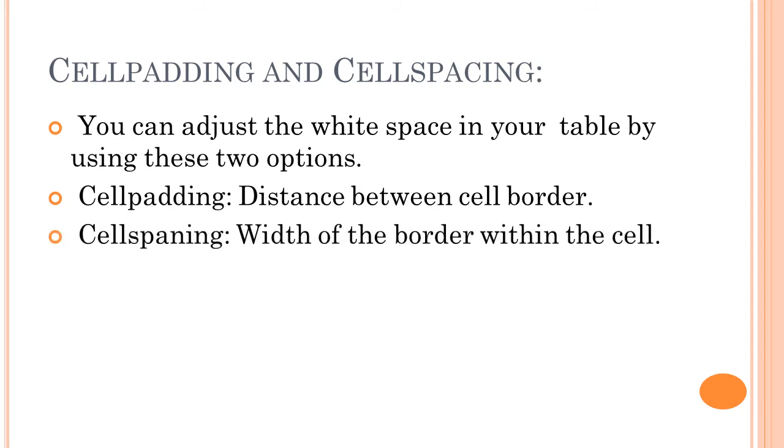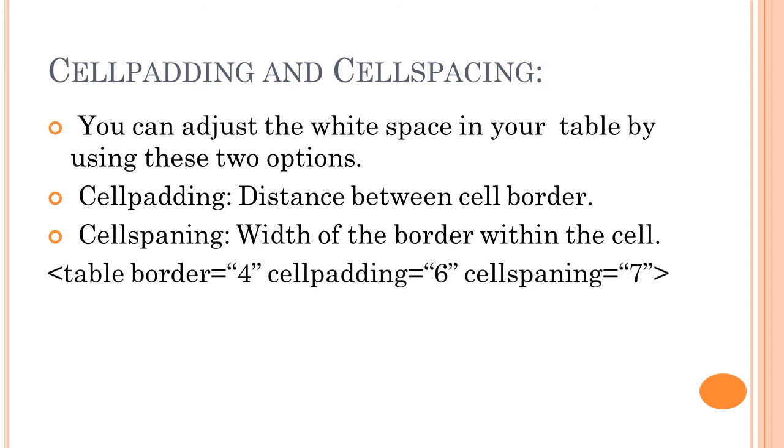Cell spacing is nothing but the width of the border within the cell. Inside a cell also the border thickness will be there, right? Not only outside, inside the table, inside the cell also a border will be there. For that border, how much thickness you are going to give. This is about cell padding and cell spacing.